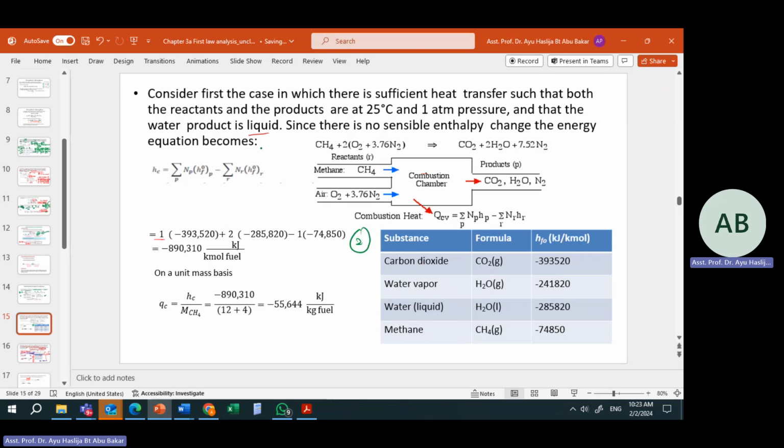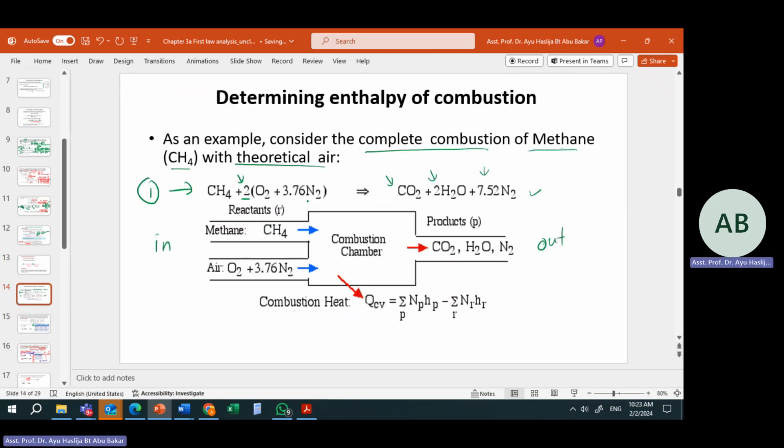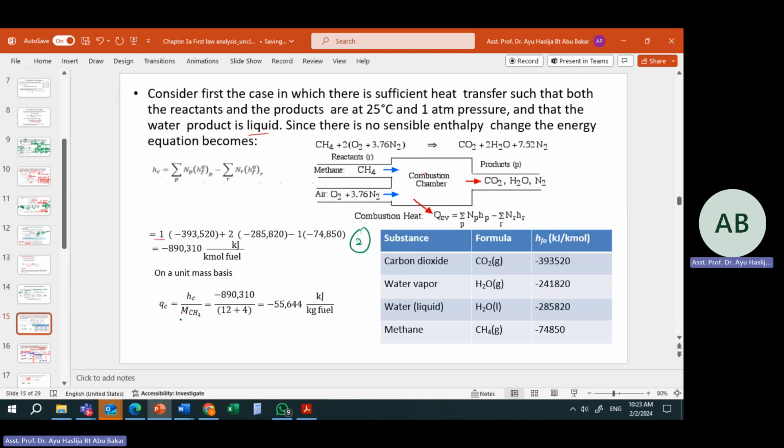Okay, from the statement just now, here it doesn't mention any temperature or pressure, right? So if there is no statement, always assume at STP. Yeah, you can always assume at STP. Now, okay, 25 degrees C, 1 atm.